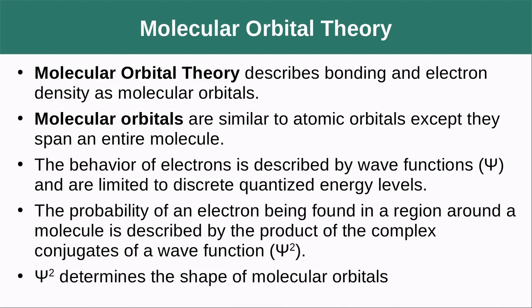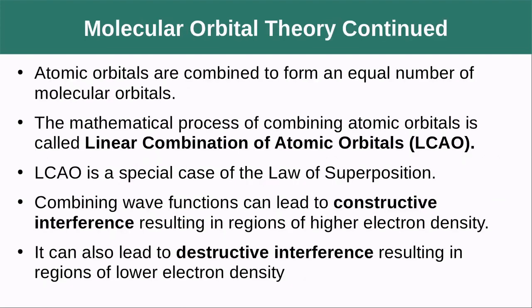The behavior of the electrons is described by the wave function that we talked about before, and it's limited to discrete quantized energy levels. The probability of an electron being found in a region around a molecule is described by the product of the complex conjugates of the wave function, which we're going to write as psi squared. Psi squared determines the shape of the molecular orbitals.